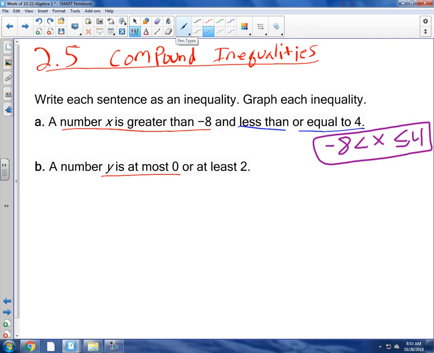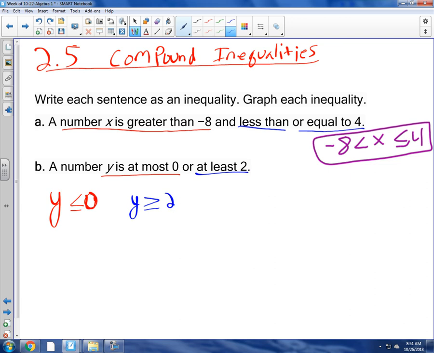So now we look at this next one and we say a number y is at most 0. So y is, would that be less than or equal to, greater than 0, greater than or equal to, or just straight up less than? Nice work. Is at most 0 is less than or equal to 0. Or it's at least 2. So that means y is greater than or equal to 2.